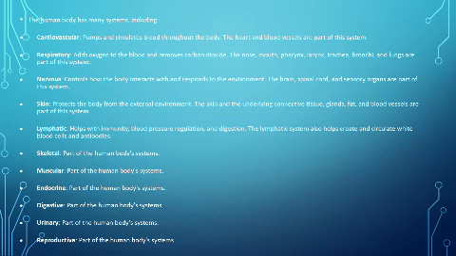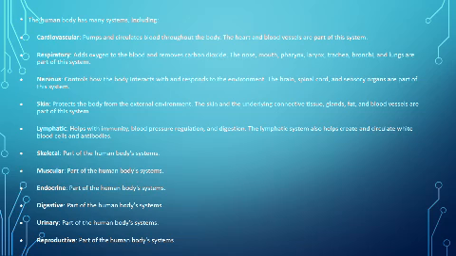Then coming to the nervous system, it controls how the body interacts with and responds to the environment. The brain, spinal cord and sensory organs are the parts of the system. Coming to the skin, which is the integumentary system, the skin protects the body from the external environment. The skin and the underlying connective tissues, glands, fat and blood vessels are the parts of the system.